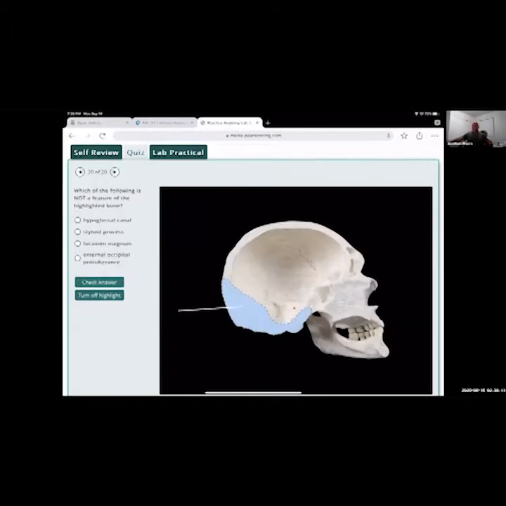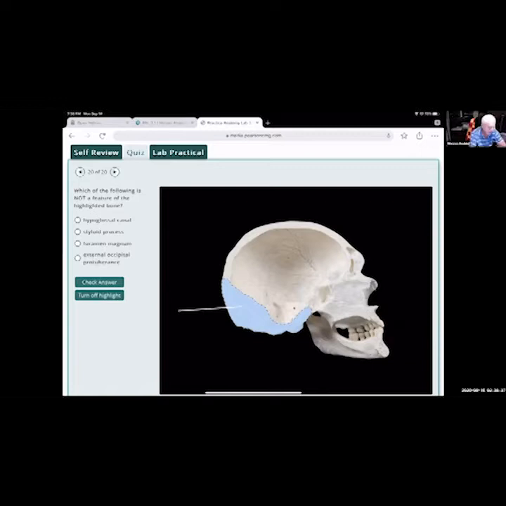Got it. Which of the following is not a feature of the highlighted bone? The hypoglossal canal, the styloid process, the foramen magnum, or the external occipital protuberance, which is not part of that bone? First of all, what bone is highlighted? Occipital bone. It would be the hypoglossal canal.